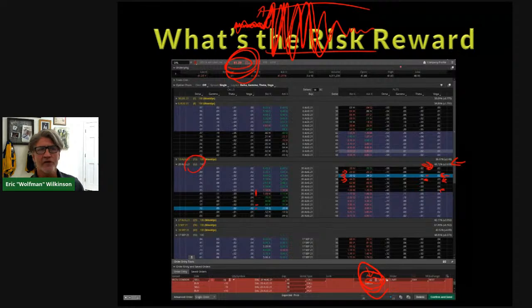I don't have to be smarter than everybody else. I don't have to pick the right direction all the time. Sometimes I can pick the wrong direction. As long as I've done the options correctly, that's all we can do, is set ourselves up for success when we are implementing the strategy.